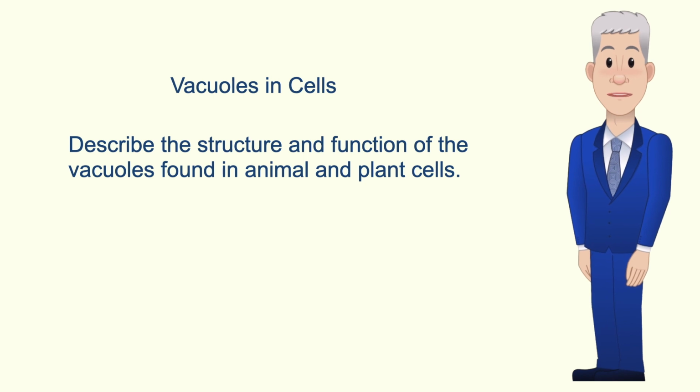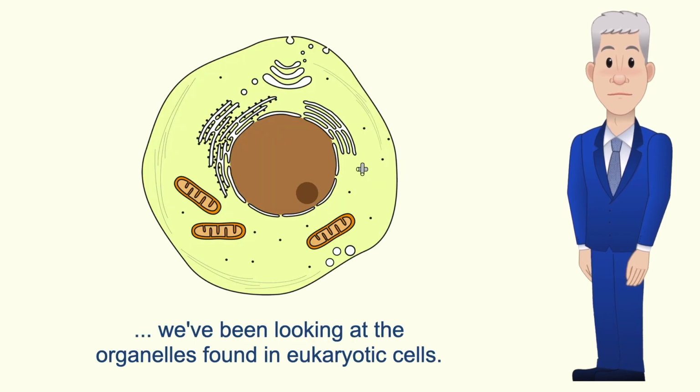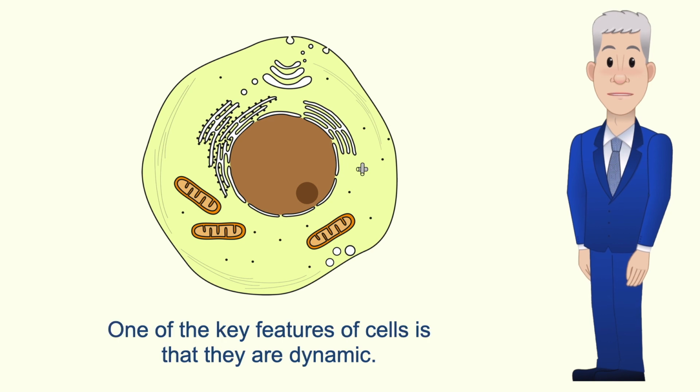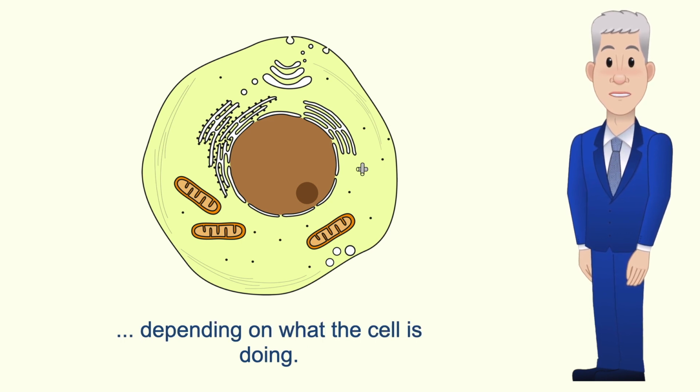By the end of this video, you should be able to describe the structure and function of the vacuoles found in animal and plant cells. Over the last few videos, we've been looking at the organelles found in eukaryotic cells. One of the key features of cells is that they're dynamic. Organelles can move around and increase or decrease in number depending on what the cell's doing.